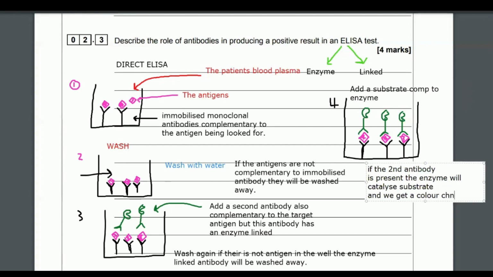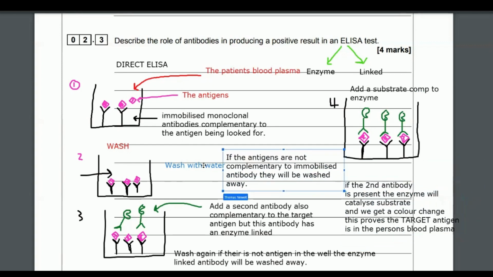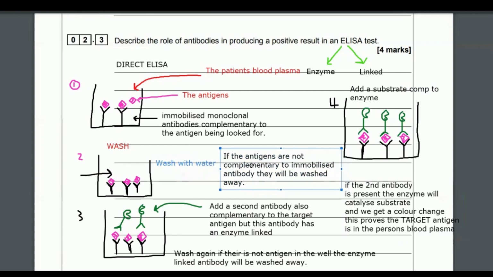And this substrate will change color and give us a color change. And then we will know, aha, the person had the target antigen. They are infected with that disease. So we're looking for this target antigen. Potentially it's from a disease that we're testing to see if the patient has the disease. And if we get a color change when the substrate binds to the enzyme that's attached to the second antibody, boom, we know they have the disease.